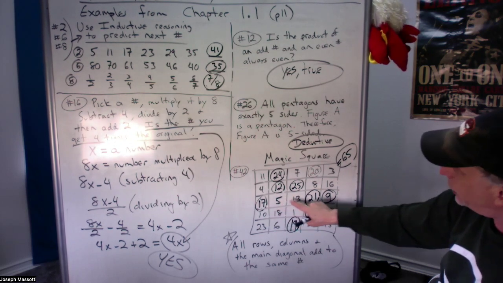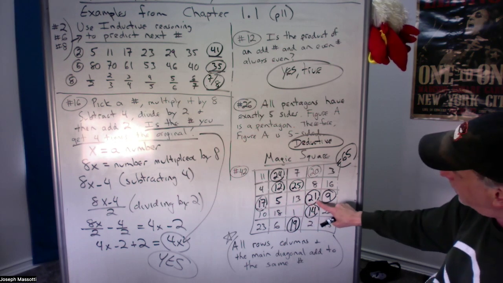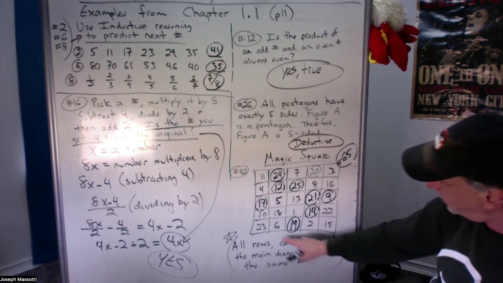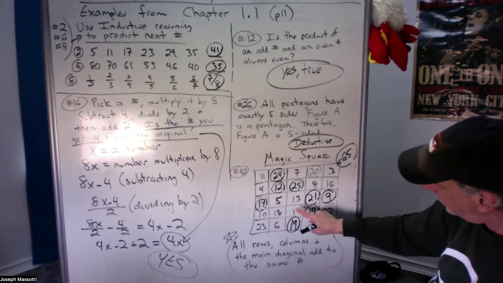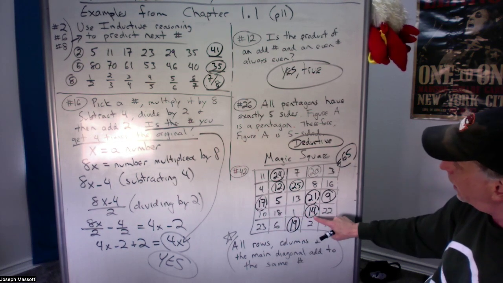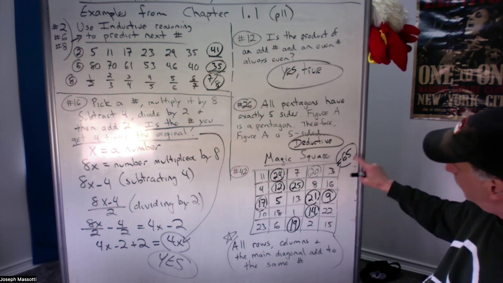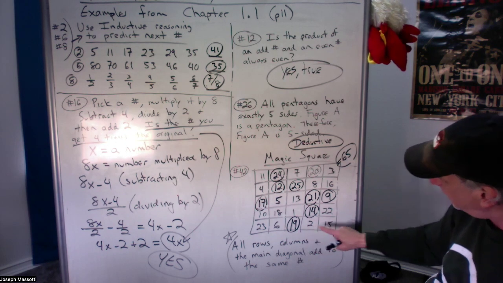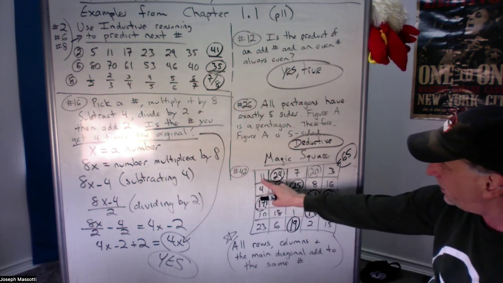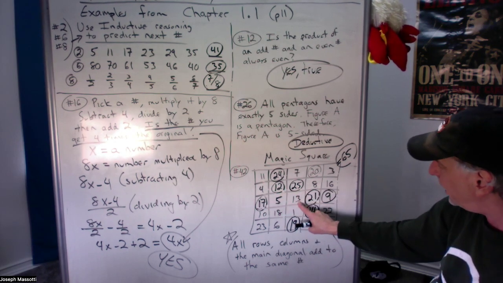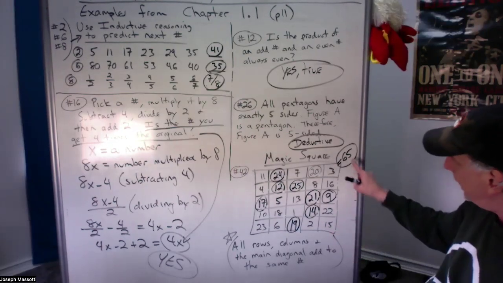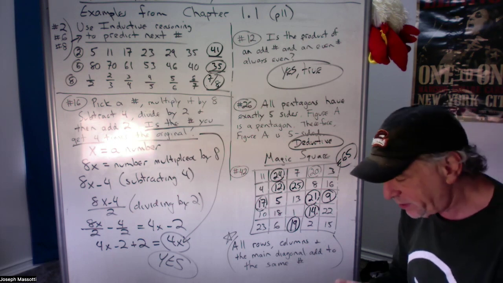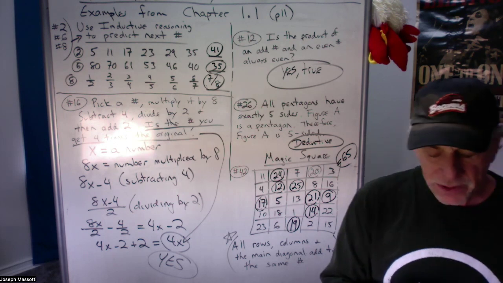17, 22, 35, 56, and 9, 65. 10, 28, 29, 43, and 22. Everything's working out. 29, 48, 50, 65. 11, 23, 36, 50, and 15, 65. Okay, that's how you do a magic square. So these are the things you want to know from section 1.1.